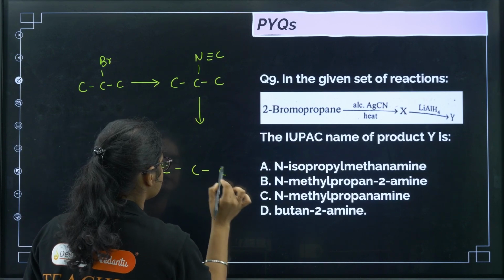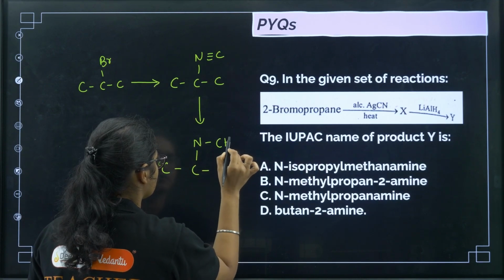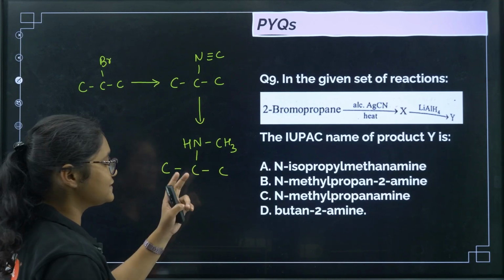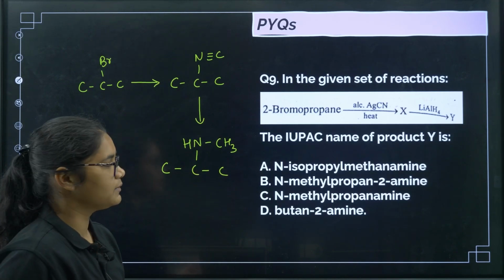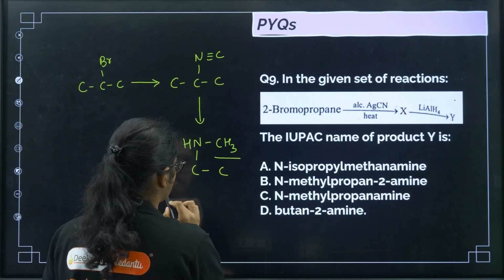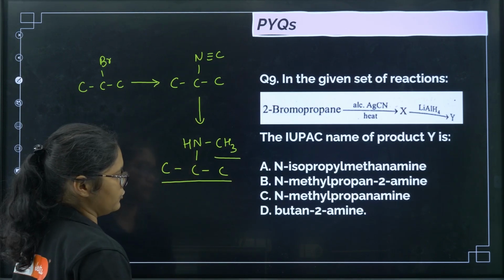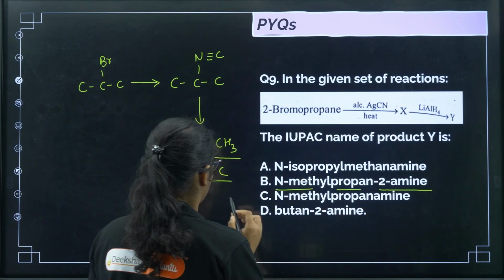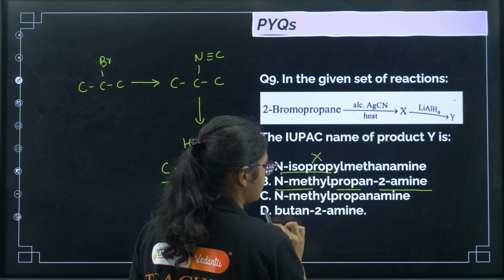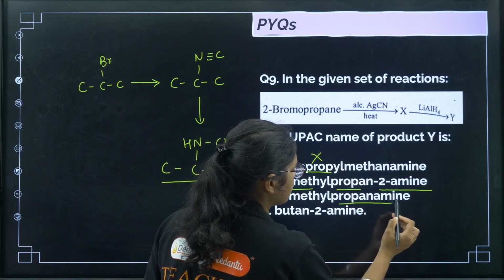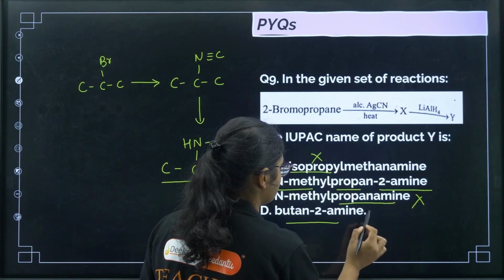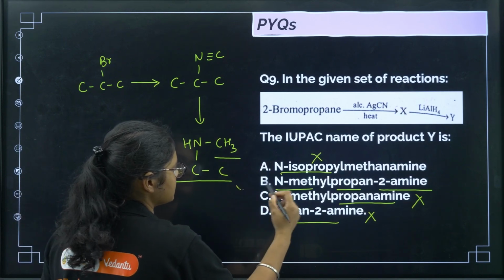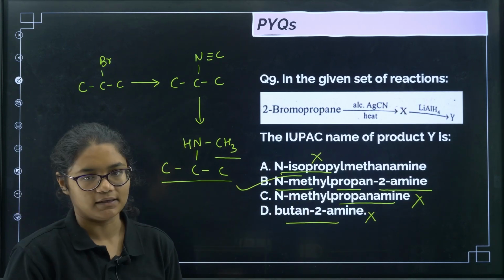So you will get like this, NCH3 and NH. Right? So now here you can see this is a secondary amine group. You have here N-methyl and then you have the isopropyl group. So you can see N-methyl propane-2-amine, right? Isopropyl is a common name, not an IUPAC name. N-methyl propane, here the position is not mentioned and butanamine is wrong. So you have N-methyl propane-2-amine. So the correct answer is option number B here.